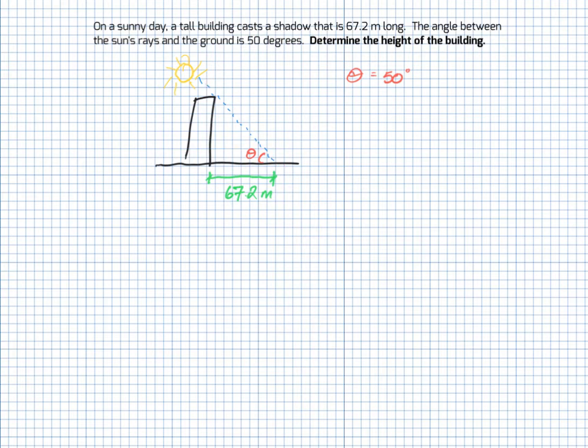We can simplify this picture if we wanted to. We could actually just draw a triangle here. We could have our 67.2 meters, and we could have our theta.